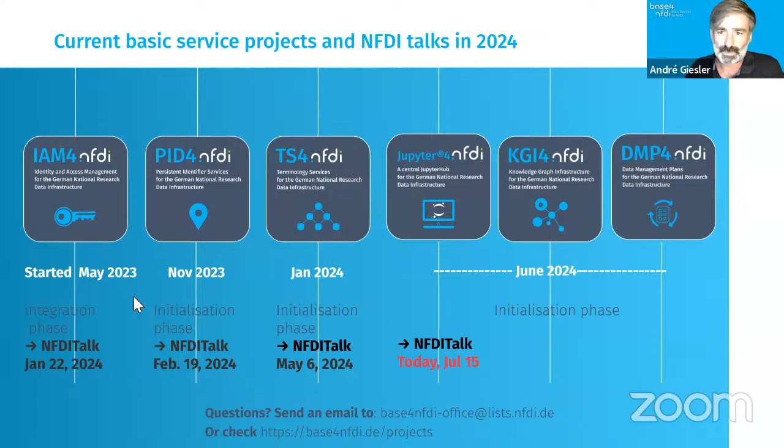There are currently 6 funded basic services in our portfolio. Soon there are even 7. IAM4NFDI, which is currently in the integration phase, was the first to enter the base project. This is a service for setting up the NFDI AAI, so to speak, the big A in FAIR-oriented research data management. PID4NFDI and TS4NFDI were the next 2 candidates, and as the names already suggest, they provide persistent identifier and terminology services for the broad use in NFDI. All 3 services have already been presented in NFDITalks.